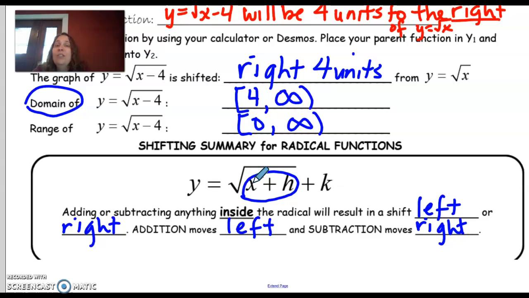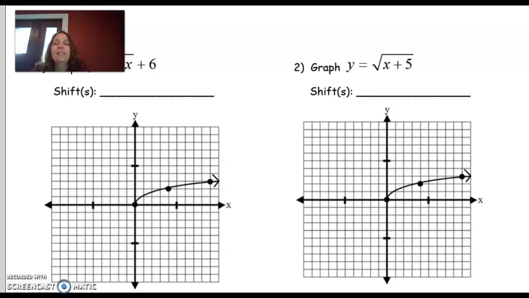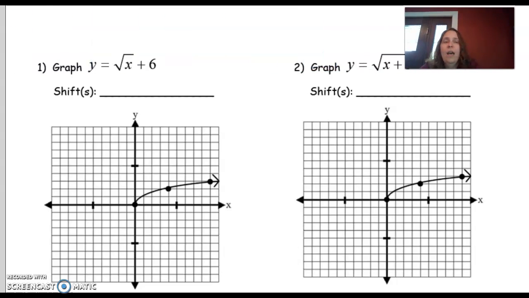Now I'd like to give you a little chance to practice. Instead of going through all of the details, if I just give you an example, can you tell what we should do? So that's what we're going to take a look at here in example number 1. It says, graph y equals the square root of x plus 6. The plus 6, the question is, is it an outside shift or an inside shift?